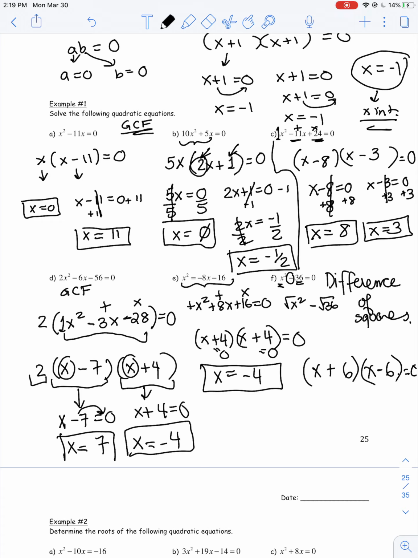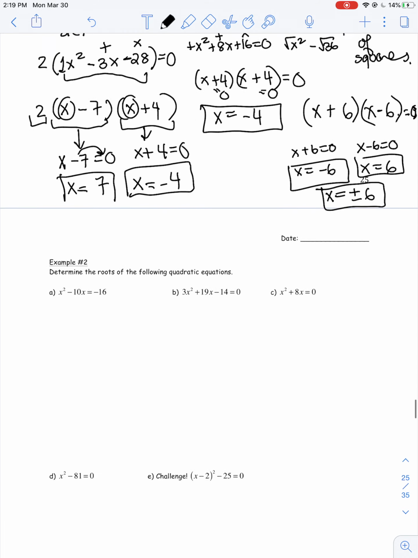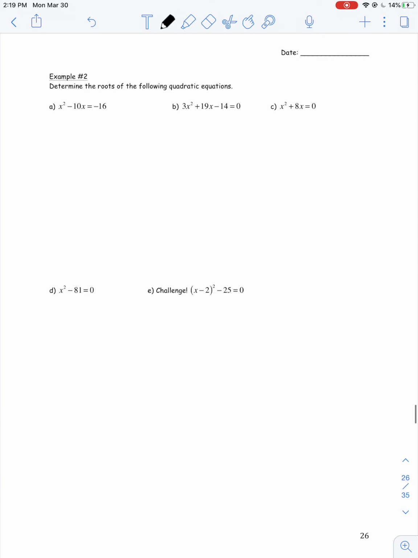And this is always equal to 0. So this is how you factor a difference of squares. This is the shortest, fastest way to do it. So you square root the first value, that gives you the first terms. Square root the last number, that gives you your last terms. Always you should have a plus and a minus between the actual values. So that means that x plus 6 equals 0 and x minus 6 equals 0, which means that x equals negative 6 when you bring it over, and x equals 6 when you bring it over. So we can write it as x equals positive negative 6.